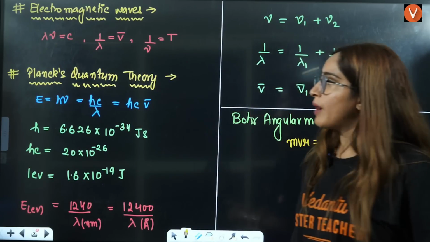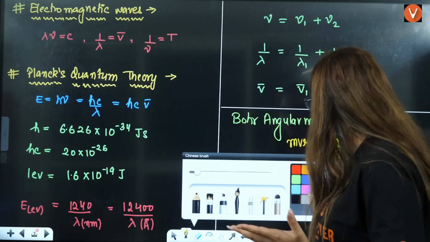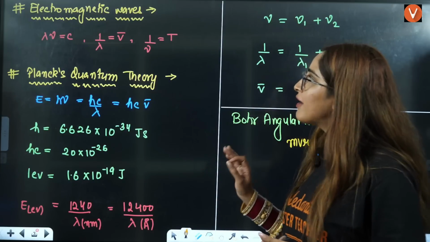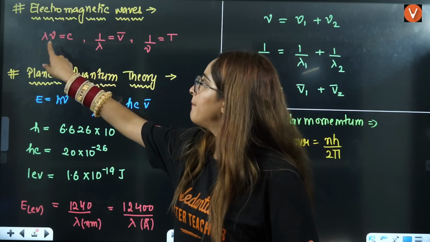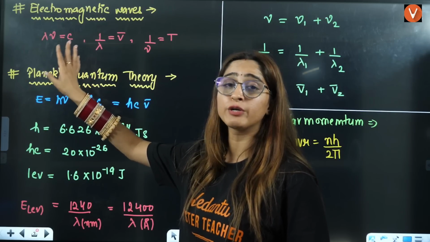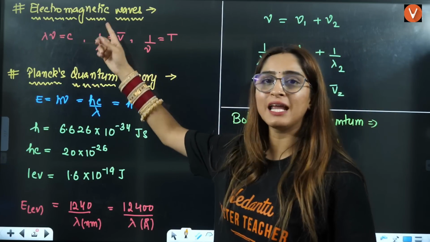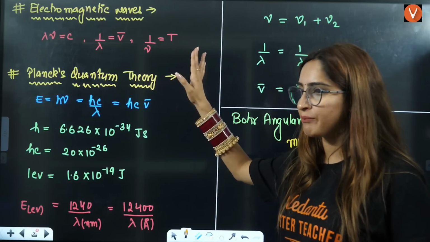Next is questions from structure of atom. So from structure of atom, what are the important formulas that you should remember? First is electromagnetic waves. The formula is nu into lambda is equal to c, that is the velocity of light, that is 3 into 10 raised to 8. Right? And you should remember that the inverse of wavelength is wave number. The inverse of frequency is the time period.